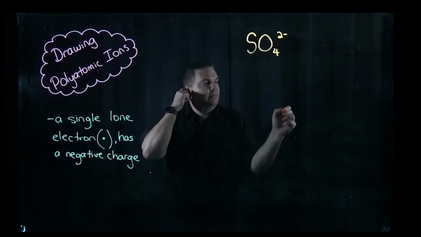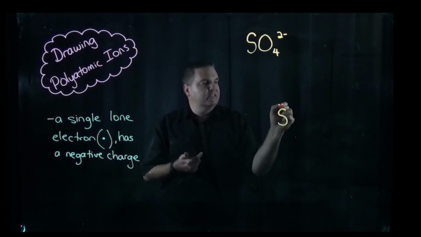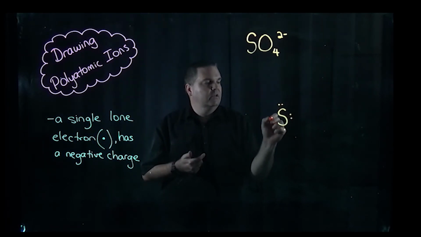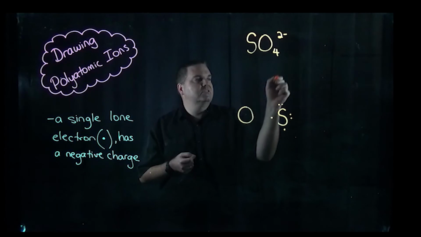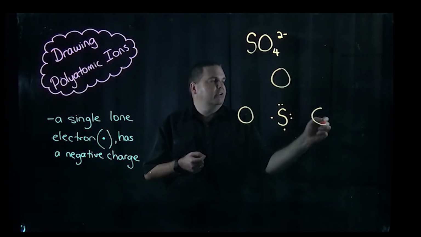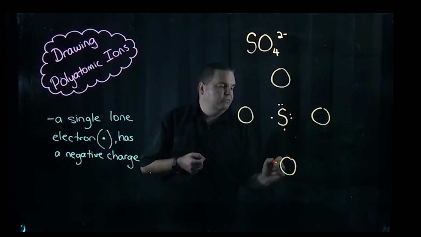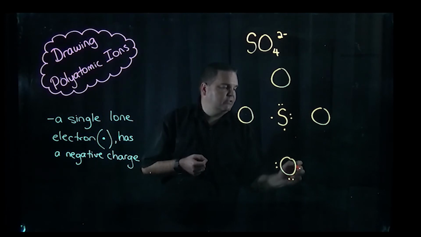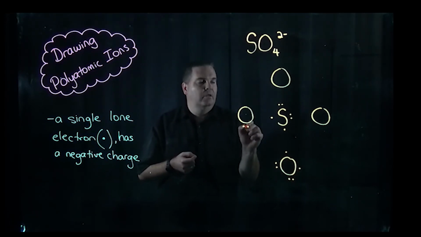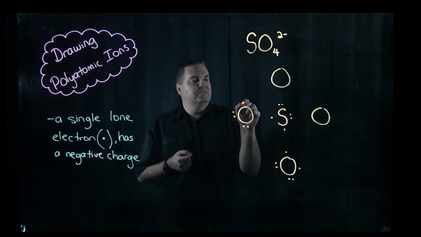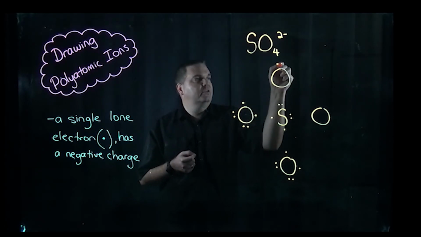When you draw this up, you have a central sulfur atom with 6 electrons around it like this. Then you've got 4 oxygens evenly spaced around it. Each of those oxygens has 6 electrons around it as well. I'm hoping that these electron dots show up clearly for you in the video.